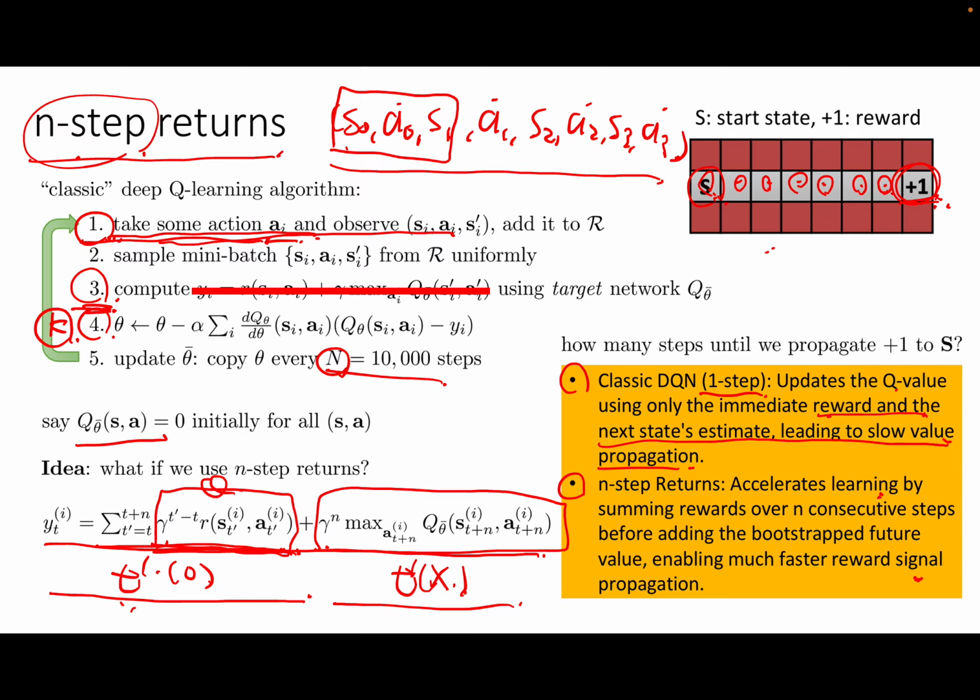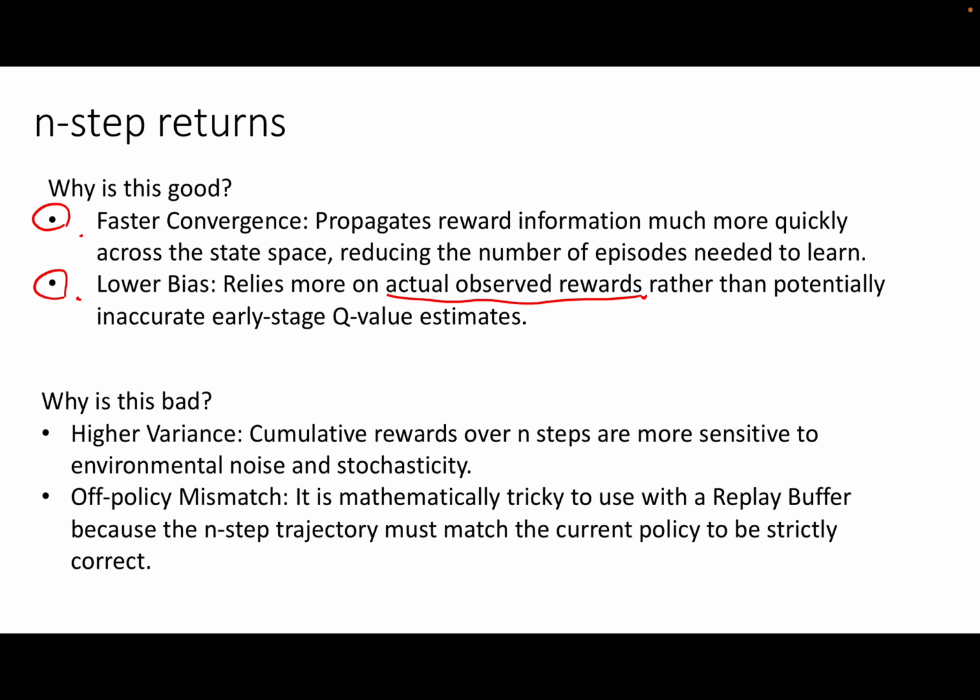In the original one, we only have reward for one time step, but here for n steps, we can have this kind of actual reward for more than one step, so that it relies more on actual observed reward rather than potentially inaccurate early-stage Q value estimates. That is the good one.